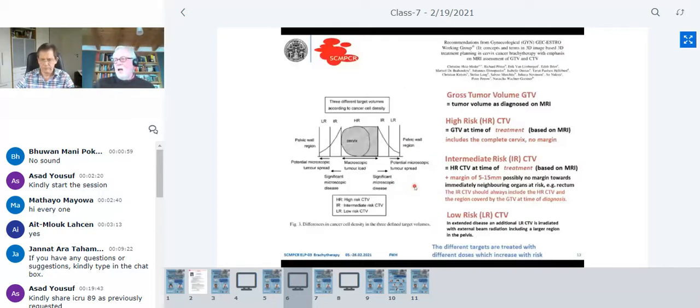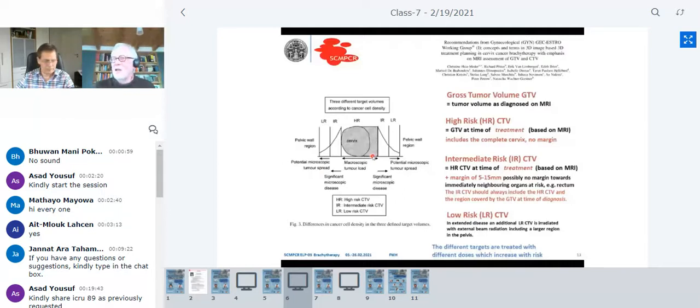The different target volumes are treated with different doses, which increase with risk. And the risk is based on the assumption of the density of cancer cells in different regions. And this is shown in this diagram here.